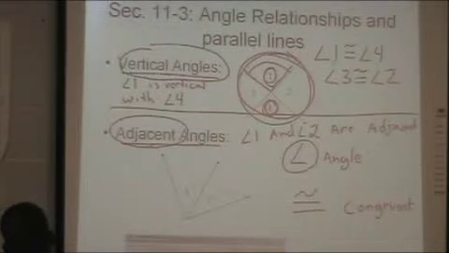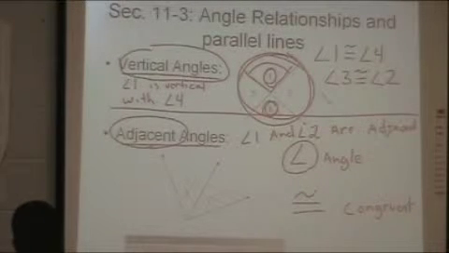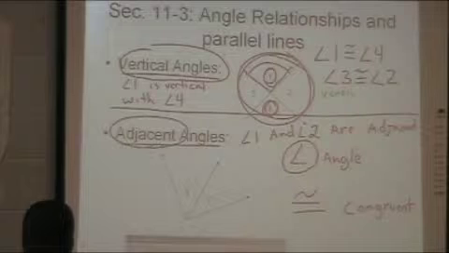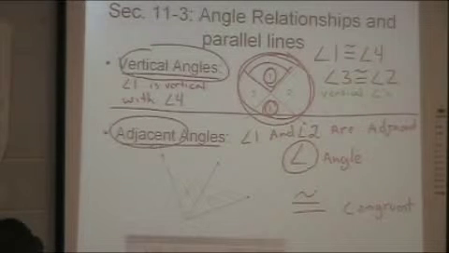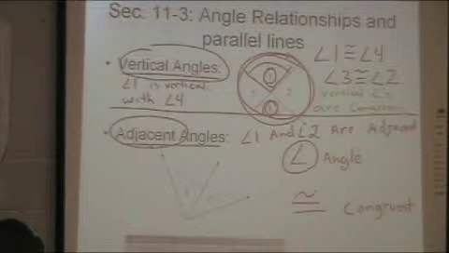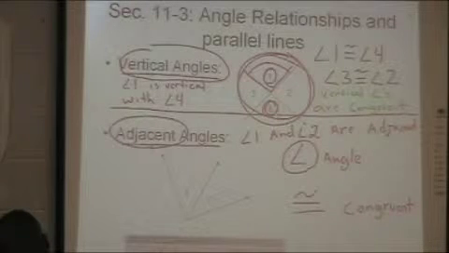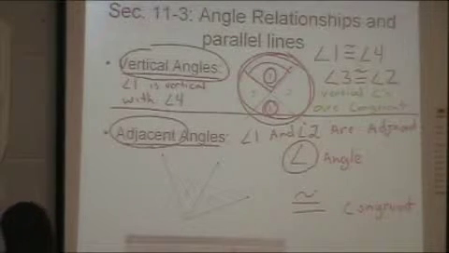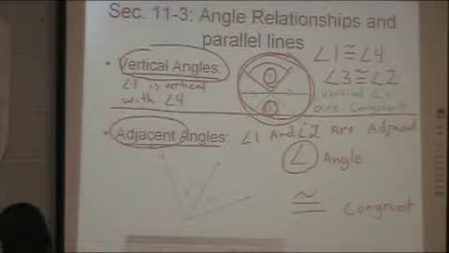Alright, so as you can see, vertical angles are congruent. Let's write that down. Vertical angles. Now you look, I used the symbol for angle and put apostrophe S. Vertical angles are congruent. You have to include this in your definition. Okay, if vertical angles are congruent, and angle 1 and angle 4 are vertical, then angle 1 is congruent to angle 4. And angle 3 and angle 2 are vertical because they're across from each other.